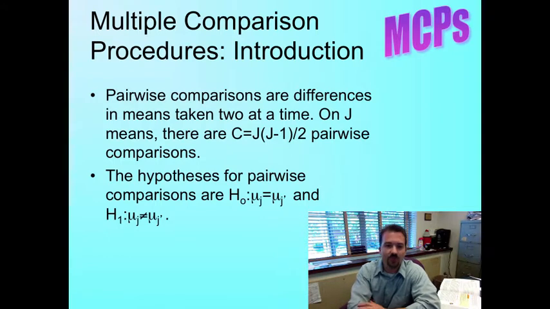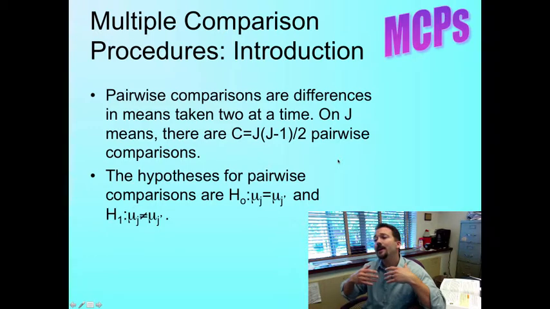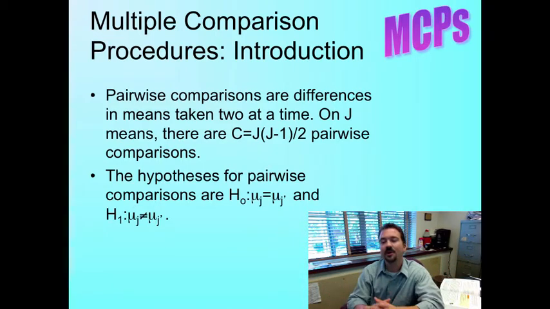So if you have 6 groups, then it would be J of 6 times J minus 1, which is 5, 6 times 5 is 30, divided by 2 is 15. Okay, 15 comparisons if you have 6 groups. There are 6 comparisons if you have 4 groups. So you just need to be able to run this formula pretty quickly to decide how many pairwise comparisons you have. Now, that's assuming that you want to actually conduct all pairwise comparisons. You don't always want to do that.